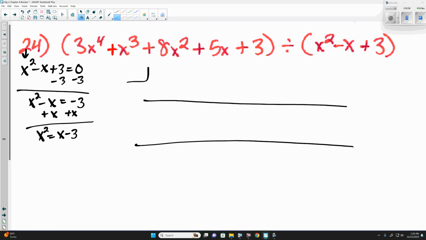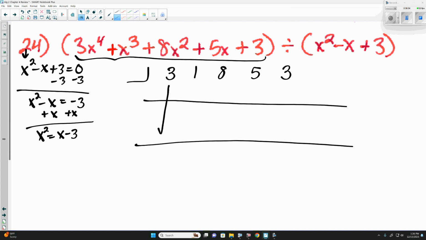Now because we do have two terms, the x and the minus 3, we need a little bit bigger cubby and 2 lines. Now the numbers going across the top for our polynomial still work the same. We have 3 for our x to the 4th, 1 for our x cubed, 8 for our x squared, 5 for our x and 3.